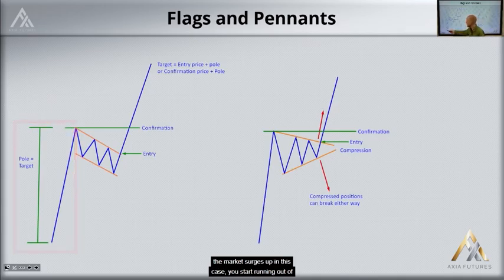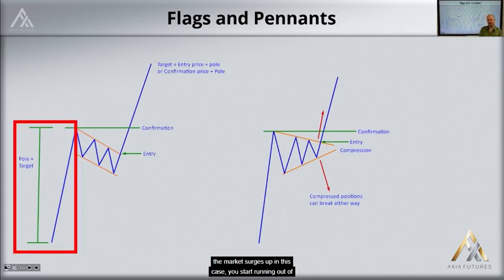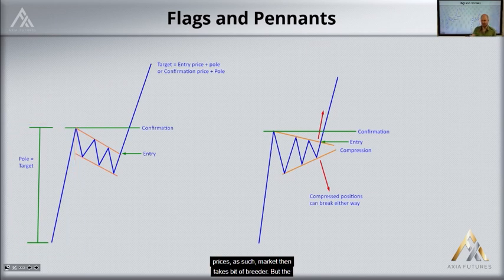Because as the market surges up in this case, you start running out of buyers who are still willing to pay these higher prices. As such, the market then takes a bit of a breather. But the overall direction is quite clear here. It's to the upside. So then ask yourself, what's happening here as the market starts to pull back?